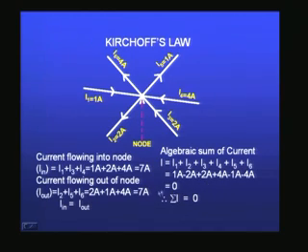Therefore, the algebraic sum of all the currents flowing into a node is equal to 0. In both ways, you find that Kirchhoff's current law is obeyed.